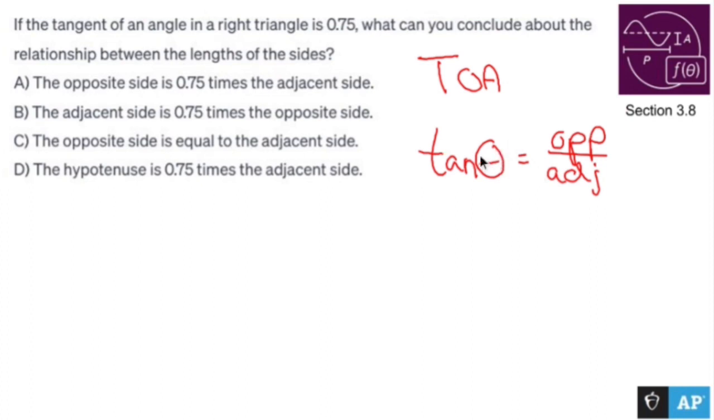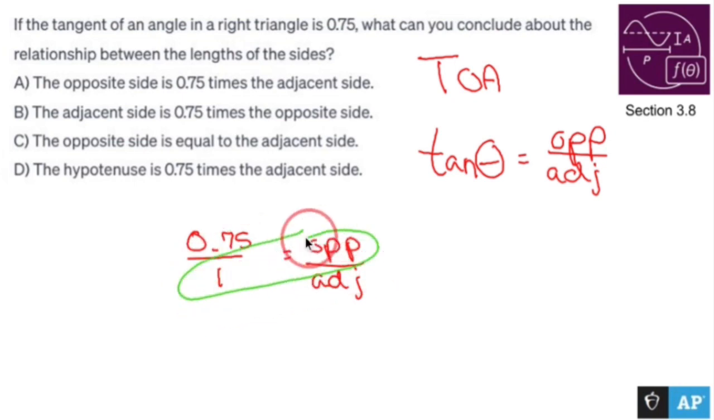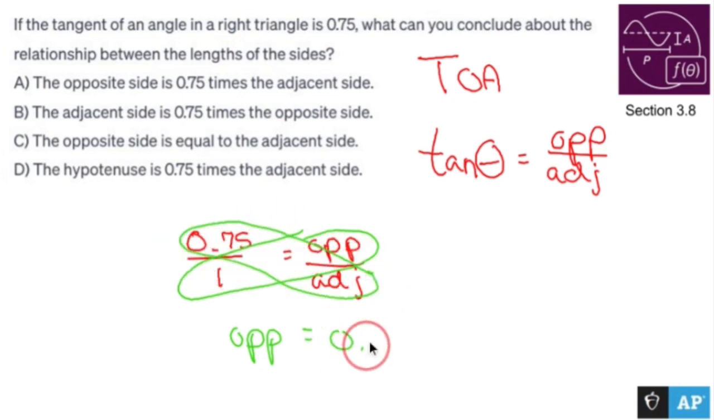Now, this has to do with right triangle trigonometry, okay? So it also tells us that the tangent of an angle is 0.75. So let me rewrite this out as 0.75 over 1 equals opposite over adjacent. By writing it out this way, it lets me do a little crisscross applesauce and do a little bit of cross multiplication, where I can say 1 times the opposite equals 1 times the opposite, which is just the opposite. That's going to equal 0.75 times the adjacent.